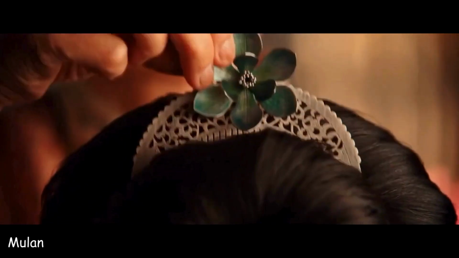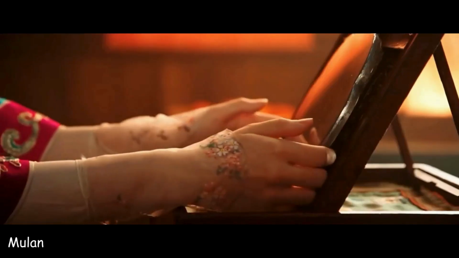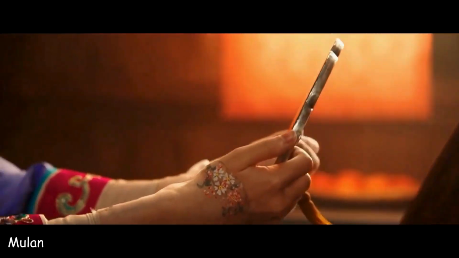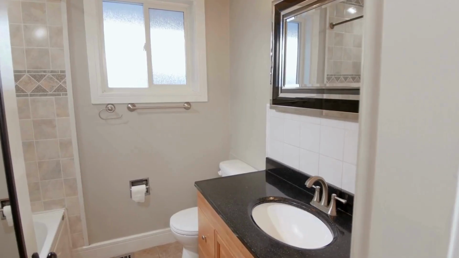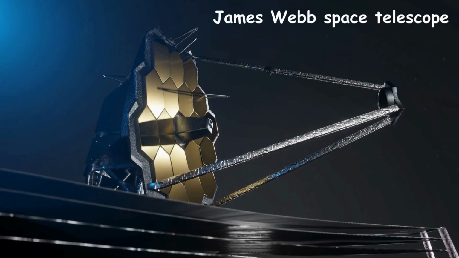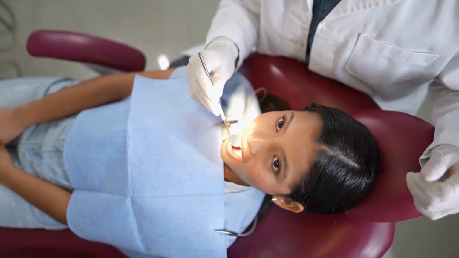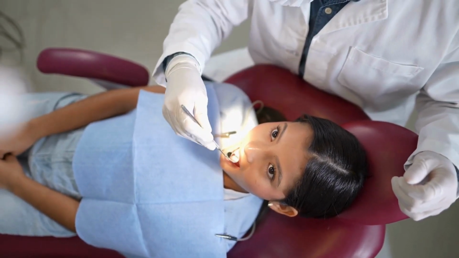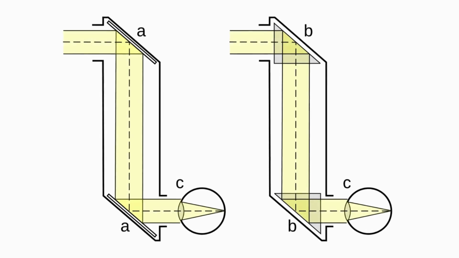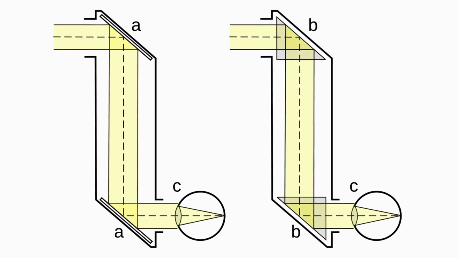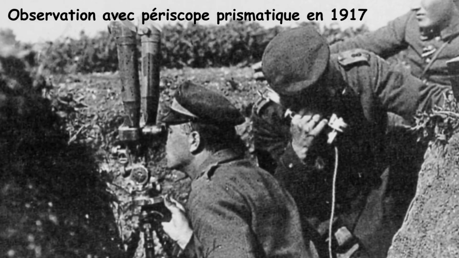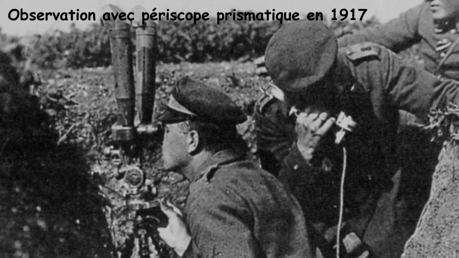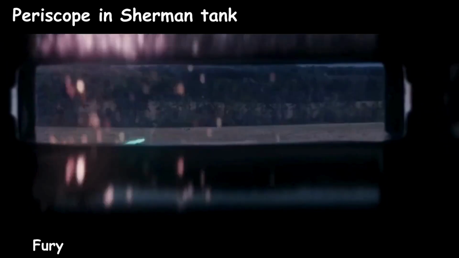Plane mirrors have been around for a long time. Ancient people polished bronze to make mirrors. Today, mirrors are everywhere, from bathrooms to space telescopes. Dentists use tiny plane mirrors to examine teeth. Early military periscopes used two plane mirrors to let soldiers see the battlefield without exposing their heads to enemy fire. They're still used in tanks and submarines.